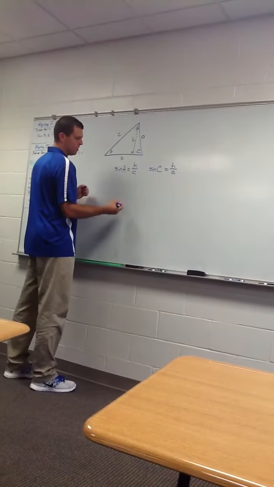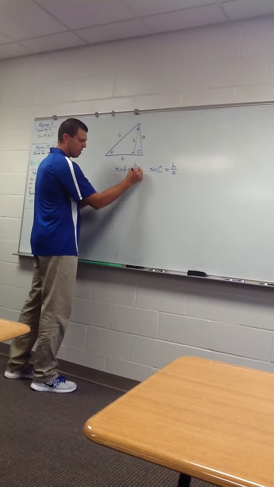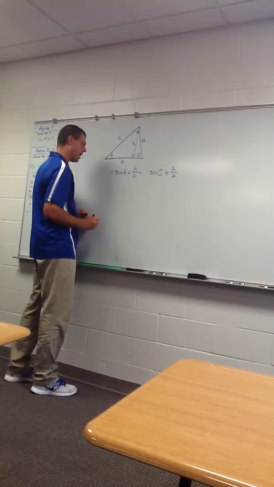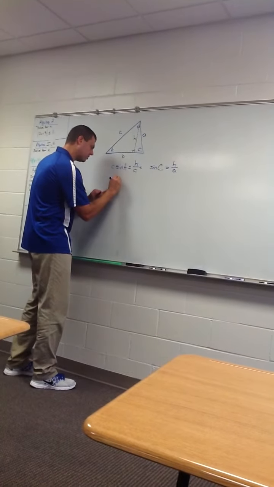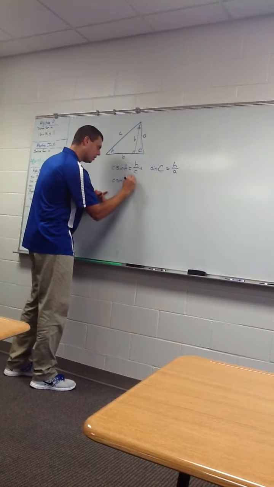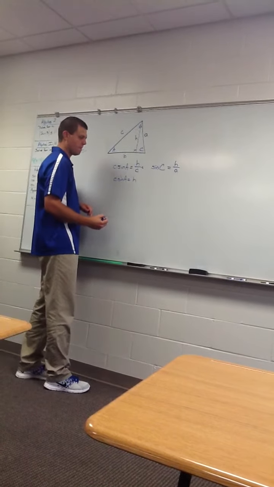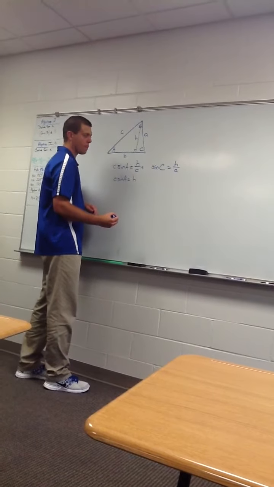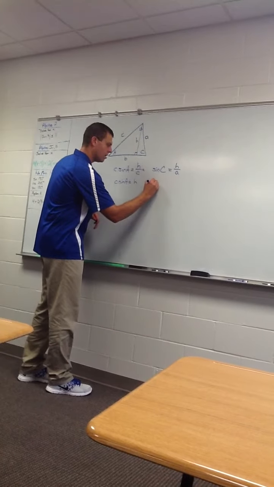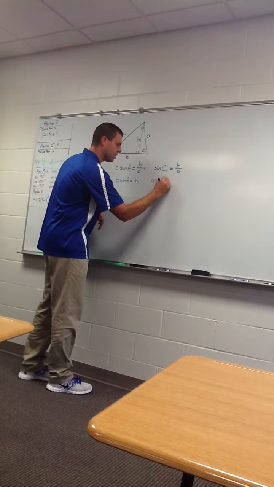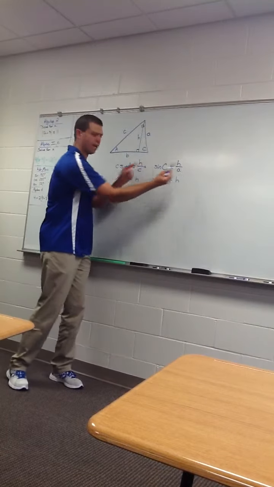So I'm going to solve for H. How do I get H by itself? Multiply by C. So what do I have now? C times the sine of A equals H. And over here, you would have what? A times the sine of C would equal H, right? I multiplied both sides by A.